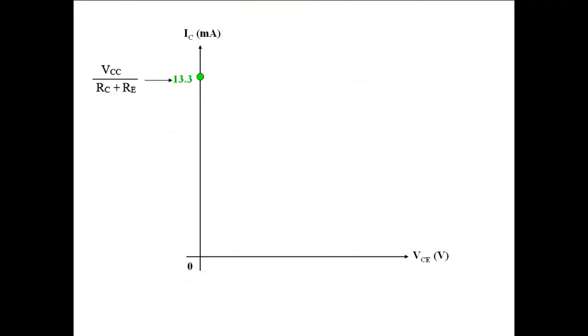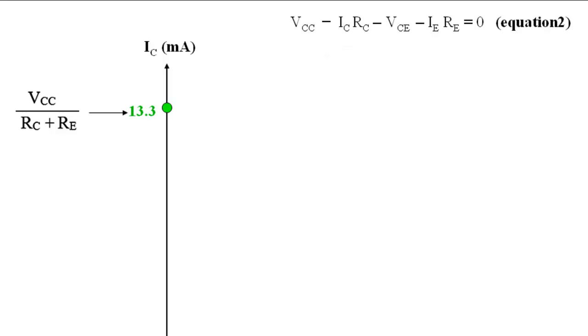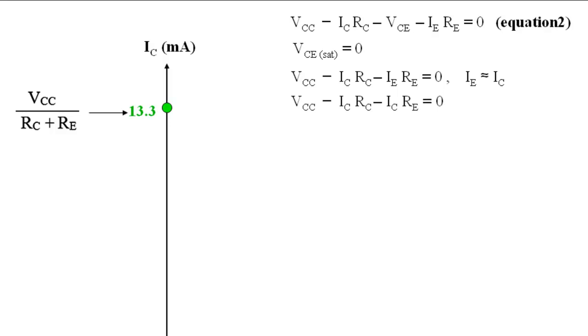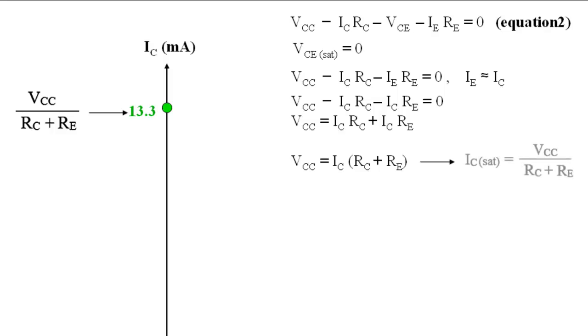The saturation point is located at VCC over RC plus RE. This value is derived from equation 2. By substituting 0 for VCE and then IC for IE, we get this equation. And by rearranging the equation, we get IC equals VCC over RC plus RE.